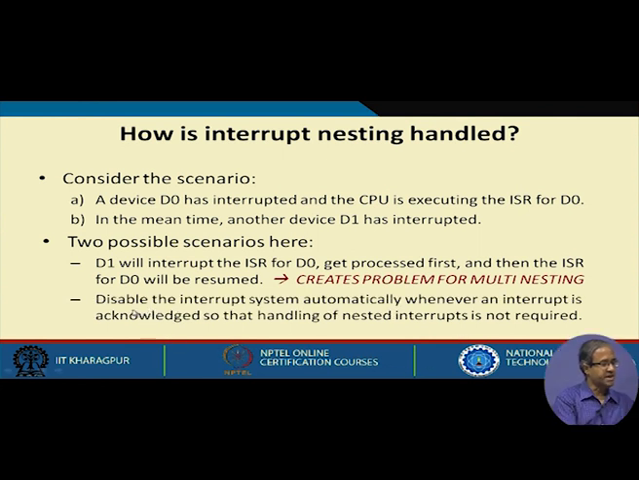So, the other thing is that you can disable the interrupt system automatically whenever an interrupt is acknowledged, so that handling of nested interrupts is not required, because if you disable the interrupt system, then if some interrupt request comes, it will not be considered, it will be ignored. This is another solution. So, whenever you are processing an interrupt service routine, you disable the interrupt system, so that it will not be disturbed by some other interrupts. Okay, so, nesting will not happen.